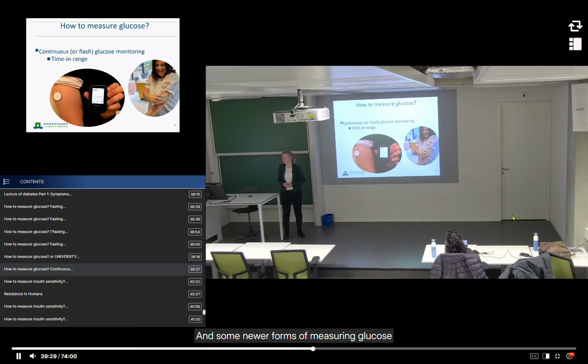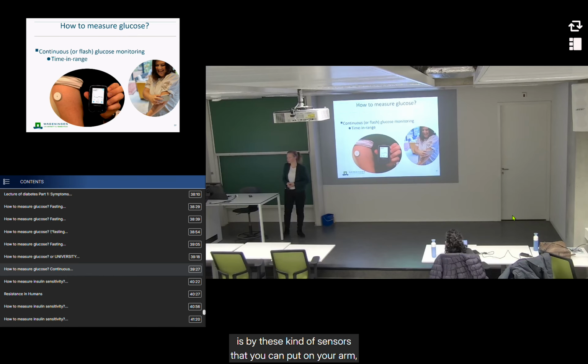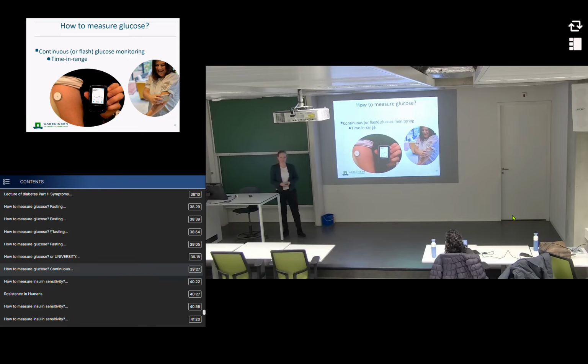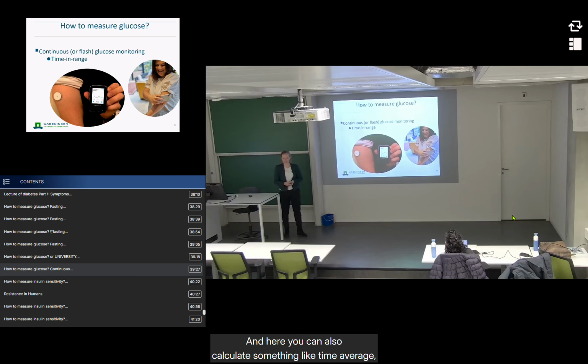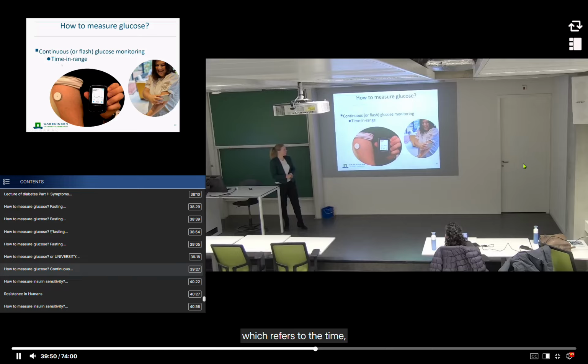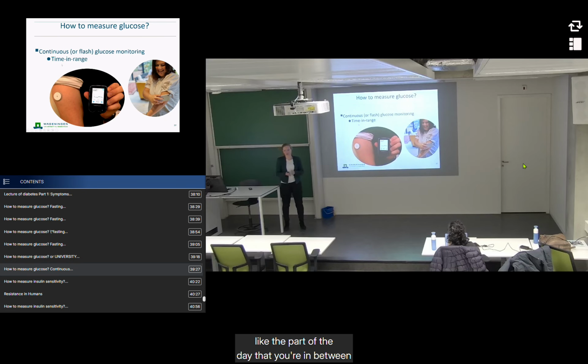And some newer forms of measuring glucose are sensors that you can put on your arm. These sensors measure the glucose levels multiple times, most of the time every 15 minutes. So you get not one time point, but multiple time points over a day. And here you can also calculate something like time in range, which refers to the part of the day that you're within a certain range of your glucose levels. So you can say, levels should be above 4 and below 11, and then you can calculate how long of a day people are within these ranges.